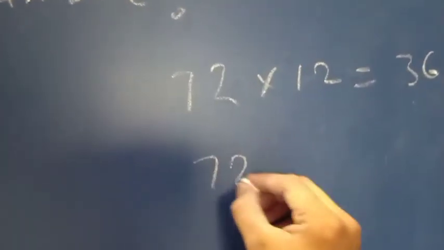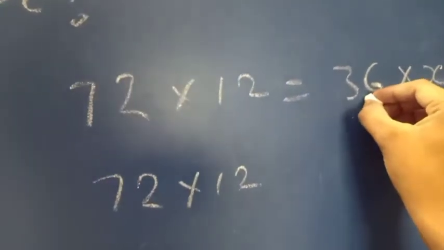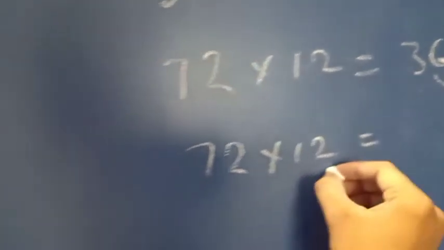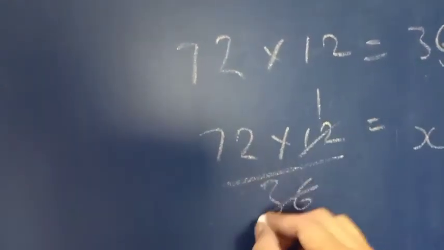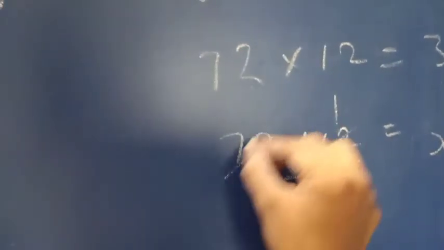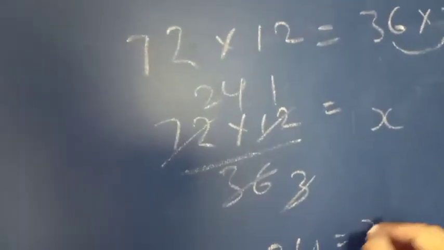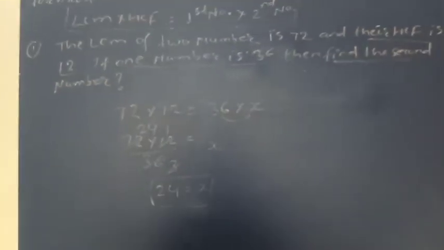Now 72 multiplied by 12, here 36 it will multiply, then go for divide. 12 1 ja and 12 3 ja 36, 3 3 1 ja and 24. Now we got 24 as the second number. I hope you got it.